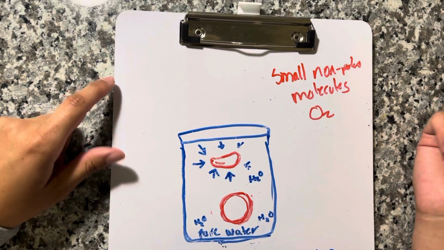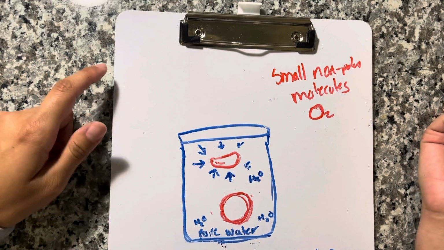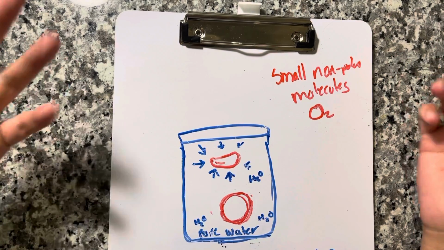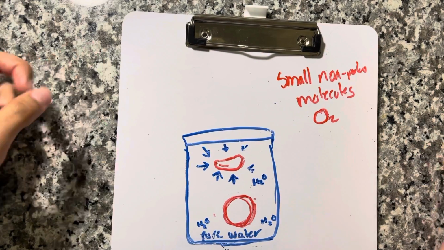And osmosis is still considered to be a form of passive transport because we're not using any energy, we're just moving with the gradient.